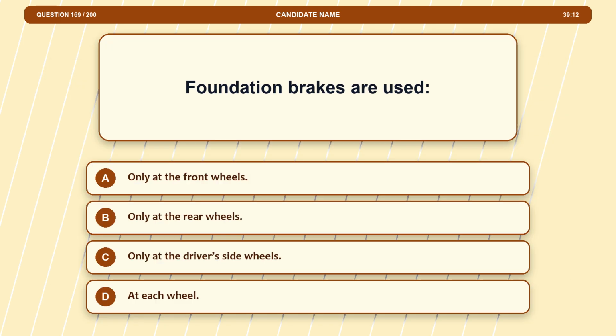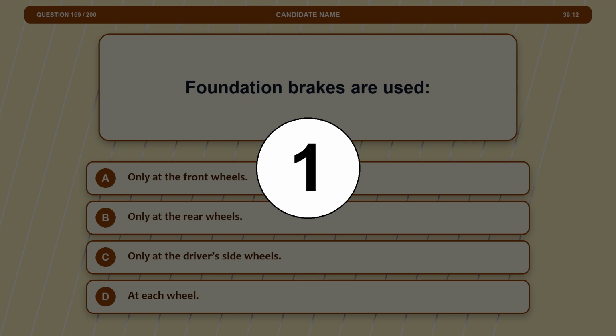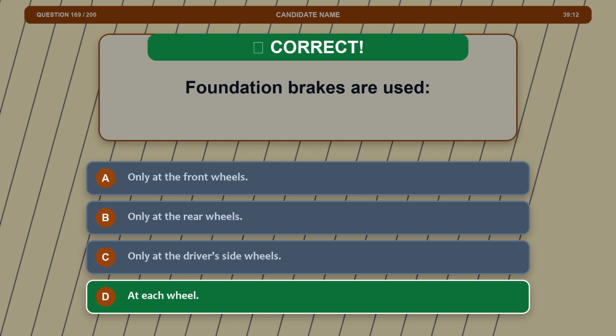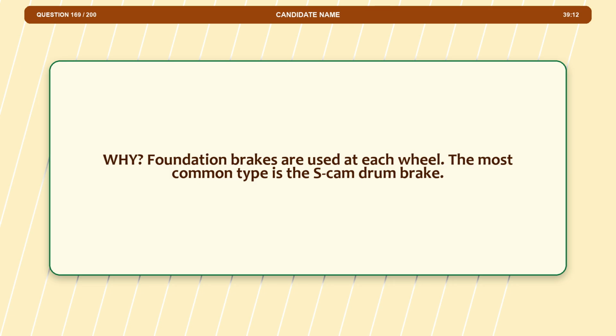mixture. Question 169. Foundation brakes are used: Option A, only at the front wheels. Option B, only at the rear wheels. Option C, only at the driver's side wheels. Option D, at each wheel. The correct answer is option D, at each wheel. Explanation. Foundation brakes are used at each wheel. The most common type is the S-cam drum brake.